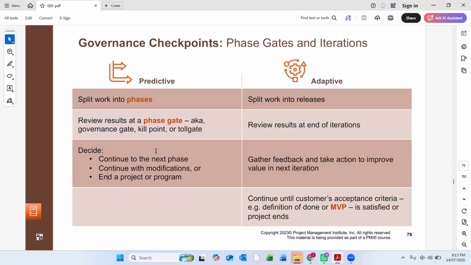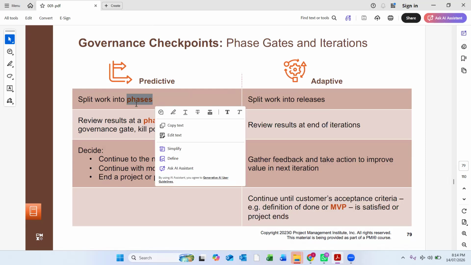And in predictive, we decide: shall we continue to the next phase? Shall we continue with modifications, or end the project or a program? But in adaptive, we gather feedback and take action to improve value in the next iteration. So we are working for the next iteration. We get the customer feedback and continue until the customer acceptance criteria and definition of MVP are satisfied, or the project ends. So customer acceptance criteria is there in adaptive.